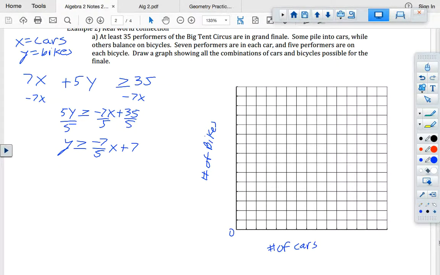I'm still confused why you have to divide everything by 5. Yeah, so to get y alone, I need to get rid of the 5. What would you do instead of doing that? Another thing that you can do is find the x and y intercepts. All right, so this is fine, but you have another choice. I can solve for the x and y intercept.